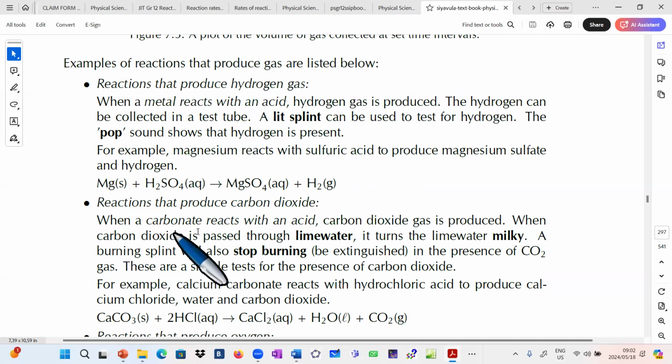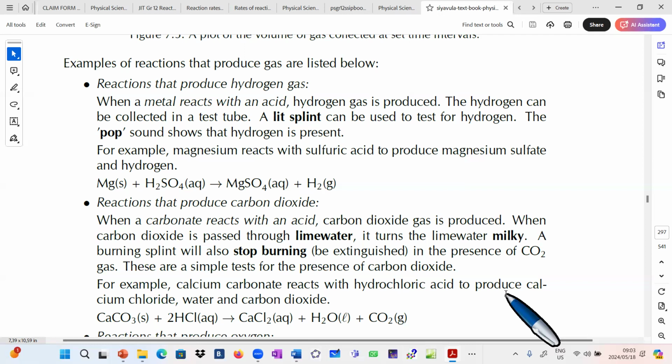And then there are certain reactions that produce carbon dioxide. When a carbonate, like calcium carbonate, reacts with an acid like hydrochloric acid, carbon dioxide gas is produced. When carbon dioxide is passed through lime water, it turns the lime water milky. If you pump carbon dioxide into lime water, it turns milky. A burning splint will also be extinguished in the presence of carbon dioxide gas. These are simple tests for the presence of carbon dioxide, and they are very popular in chemistry.